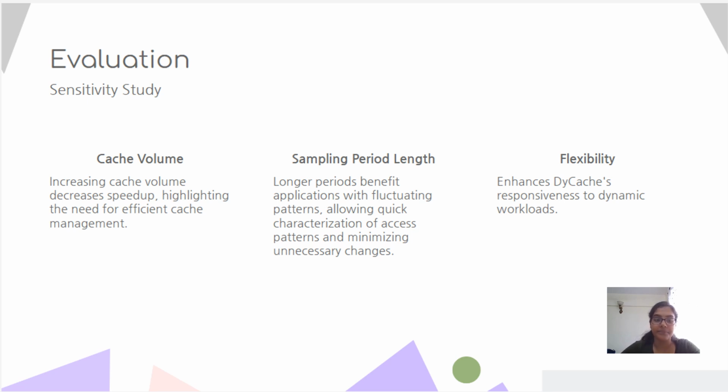Sampling period length. The length of the sampling period affects DyCache's ability to adapt to changing memory access patterns, with longer periods benefiting applications with fluctuating patterns. An adjustable sampling period allows DyCache to quickly characterize memory access patterns while minimizing unnecessary granularity changes. This flexibility enhances DyCache's responsiveness to dynamic workloads.